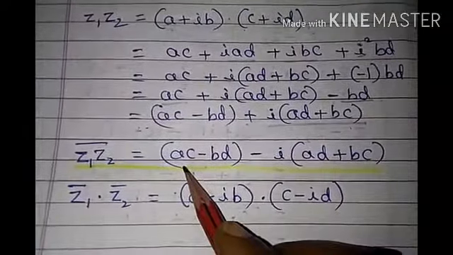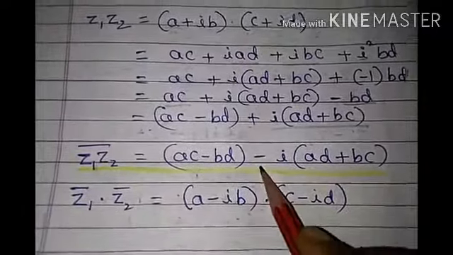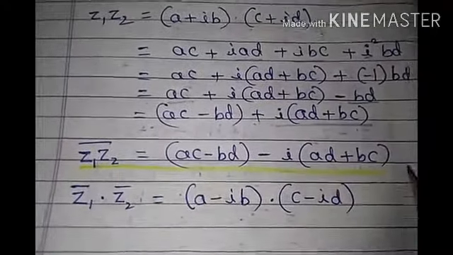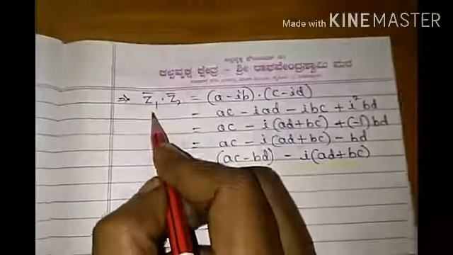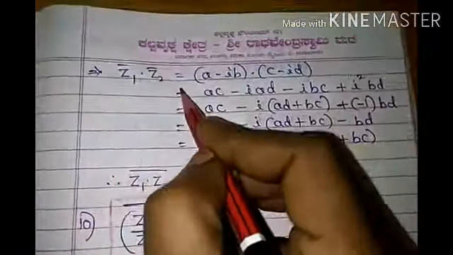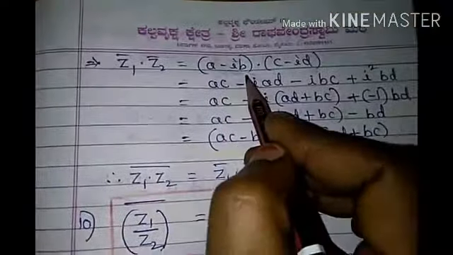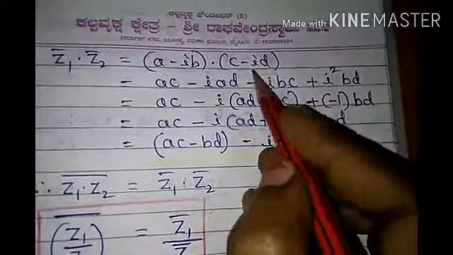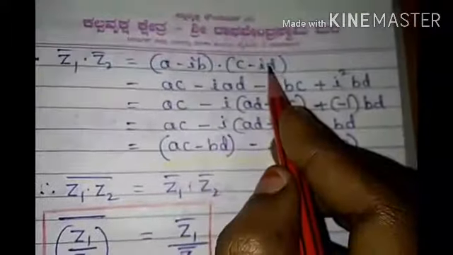So it becomes AC minus BD minus i into (AD plus BC). Now, Z1 conjugate into Z2 conjugate. What is Z1 conjugate? A minus iB. What is Z2 conjugate? C minus iD. How do we find the product of these two complex numbers?